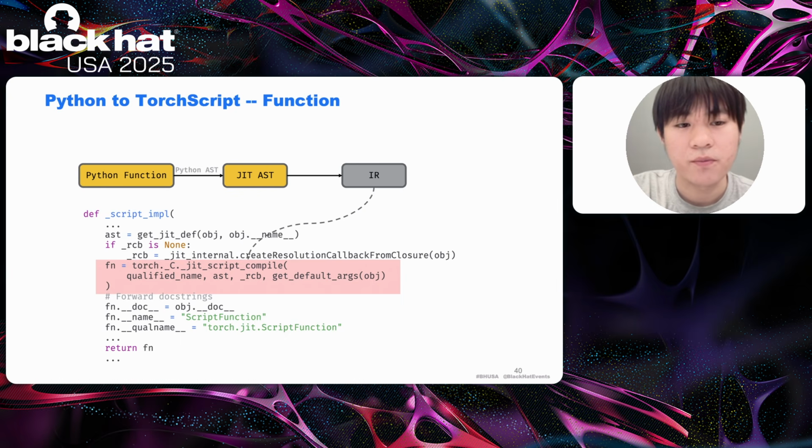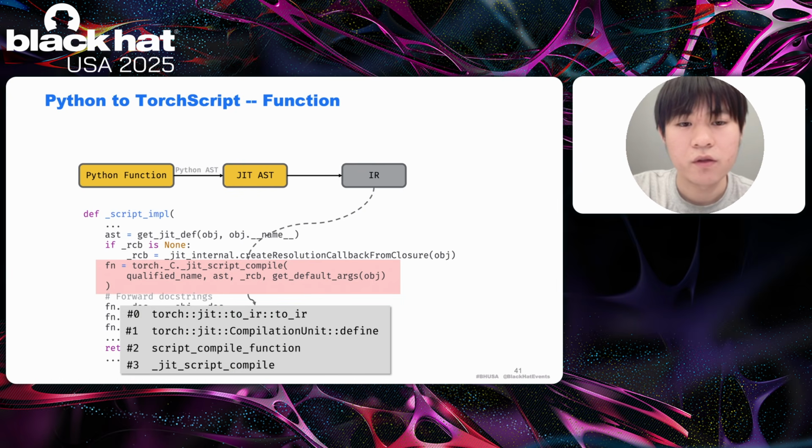JIT_script_compile is a function bound from CPP to Python, which is an implementation in the CPP layer. It further converts the JIT_AST to IR within the CPP code. It eventually invokes the toIR function, which finishes the transformation from JIT_AST to IR. Additionally, the toIR will also call some optimization functions to simplify the IR graph. Now the function compile process is done.